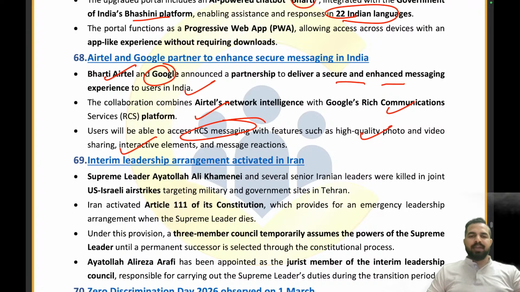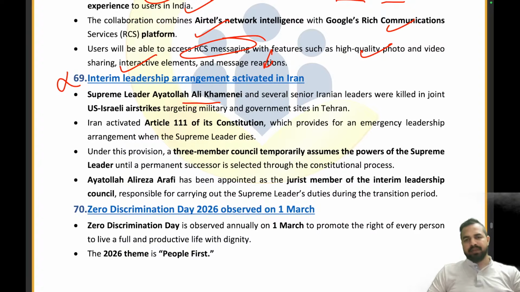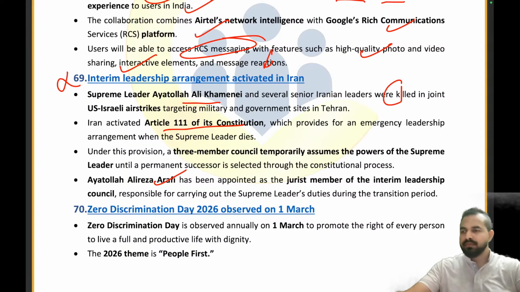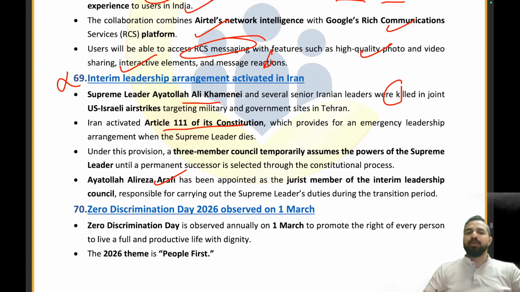Now the interim leadership arrangement activated in Iran. So this article is not that important, my dear friends. Just remember, the Supreme Leader of Iran, Ayatollah Ali Khamenei, was killed in a joint US-Israeli airstrike, which basically activated Article 111 of the Constitution. And now Ayatollah Ali Reza Arafi has been appointed as the jurist member of the Interim Leadership Council. So clear, my dear friends? Are you guys getting it? Are you guys able to get it from the examination point of view?